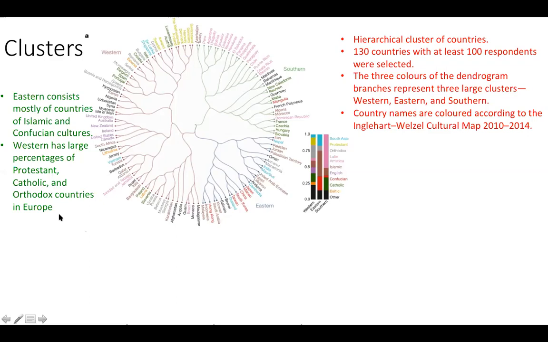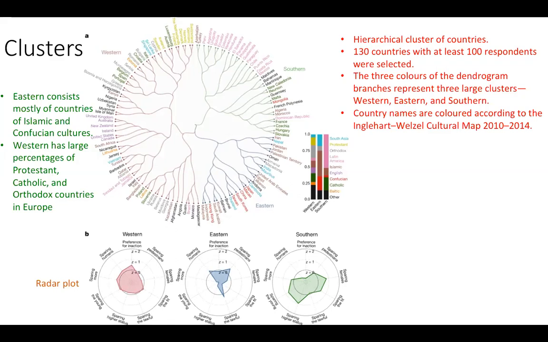That is what the Western cluster is composed of. Now, based on these clusters, the authors do some more interesting studies. The first thing they do is a radar plot, where they compute the z-scores of the different probability values that you saw in the previous slide.